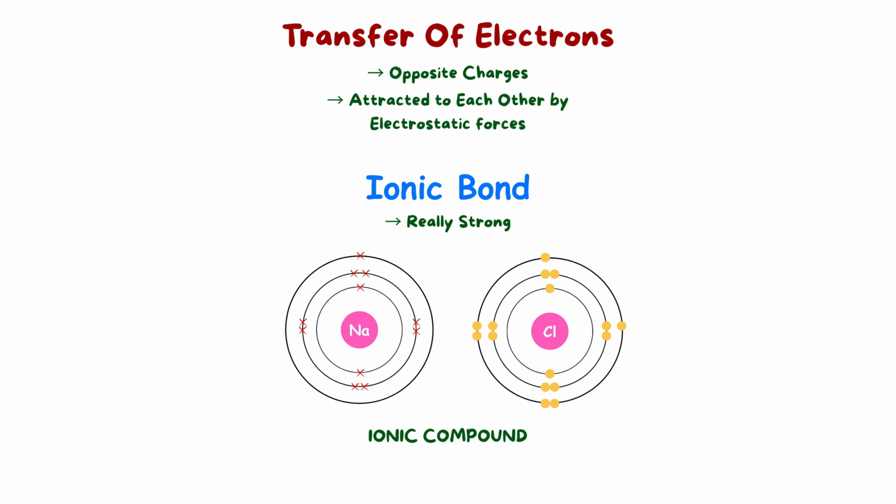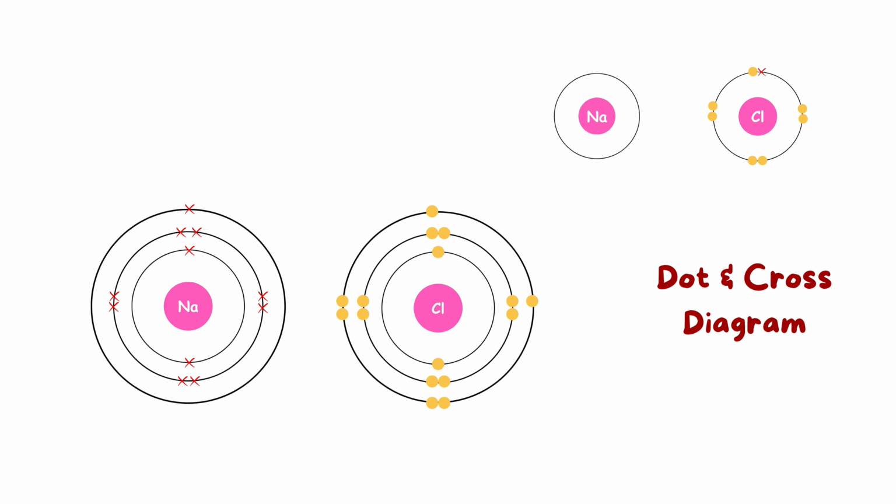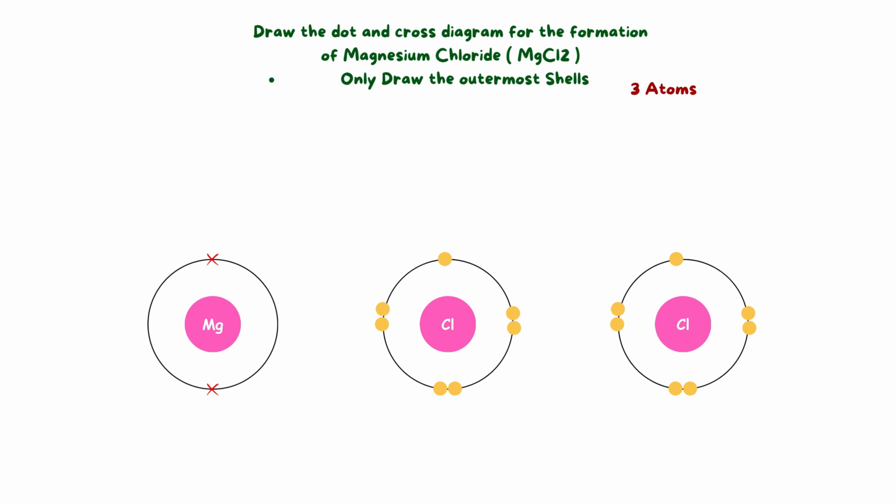The visual representation we use to show this process is called a dot and cross diagram. In these diagrams, electrons from one atom are represented by dots and those from another atom are shown as crosses. This distinction helps us easily identify which electrons originally belonged to which atom. Additionally, we should show the movement of electrons using arrows to indicate how they are transferred. In some questions, you may be asked to draw all the electron shells of each atom, but often you are told to draw only the outermost shell, which makes the diagram simpler and quicker to complete.